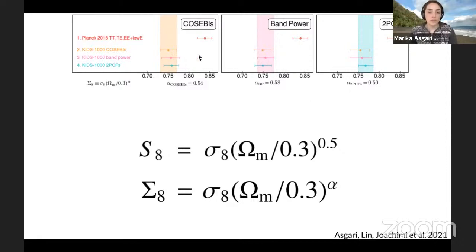So one thing you can see here is the size of the error bars in Planck and the size of our error bars are quite similar. So we're setting competitive constraints on this parameter.